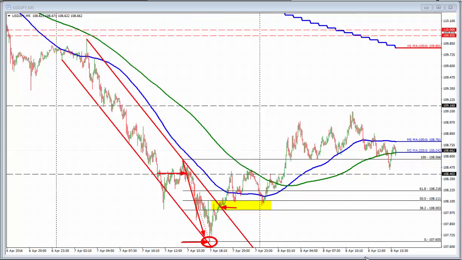Now, remember that 40 level that we broke above on the hourly chart? This is the market moving up to that 40 level. We moved up to it. That's toward the trend line. The market came down. We moved up to it again.